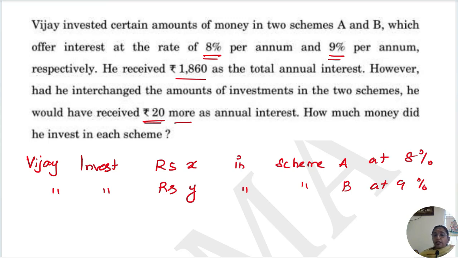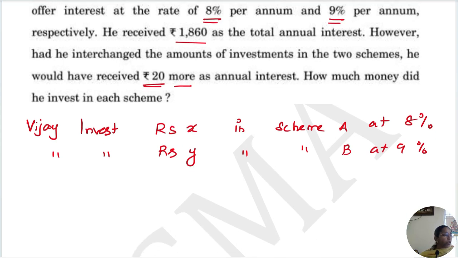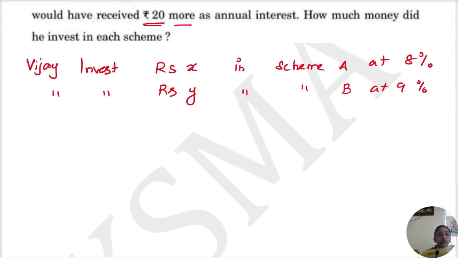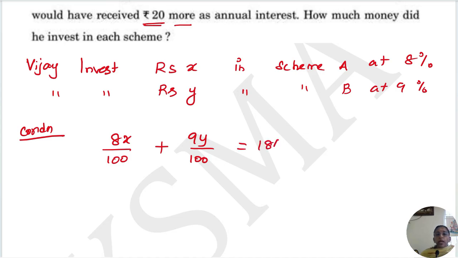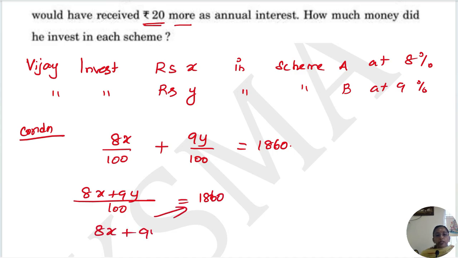So based on the conditions given in the problem, we write our equation as 8x divided by 100 plus 9y divided by 100 is equal to the annual interest 1860. Now take LCM. So 8x plus 9y is equal to 1860. Now do cross multiplication. So our first equation is 186000.